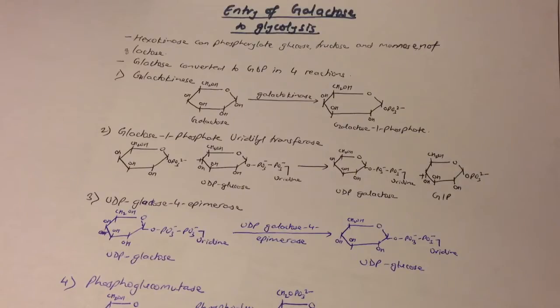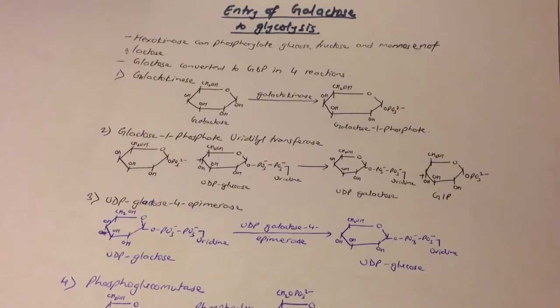Hi guys, in this video we'll talk about how galactose enters glycolysis. Hexokinase, which is the first enzyme in glycolysis, can work on glucose, fructose and mannose, but it can't work on galactose. So galactose is converted into glucose 6-phosphate in 4 different reactions.